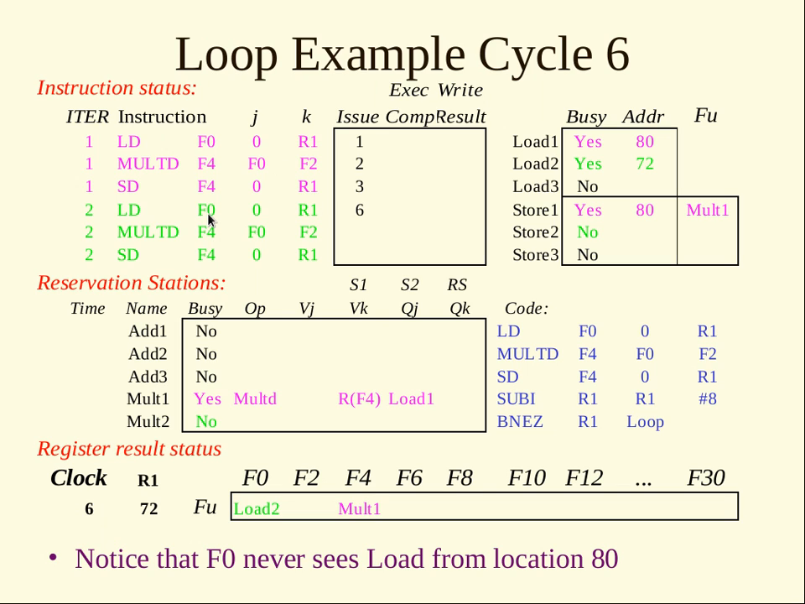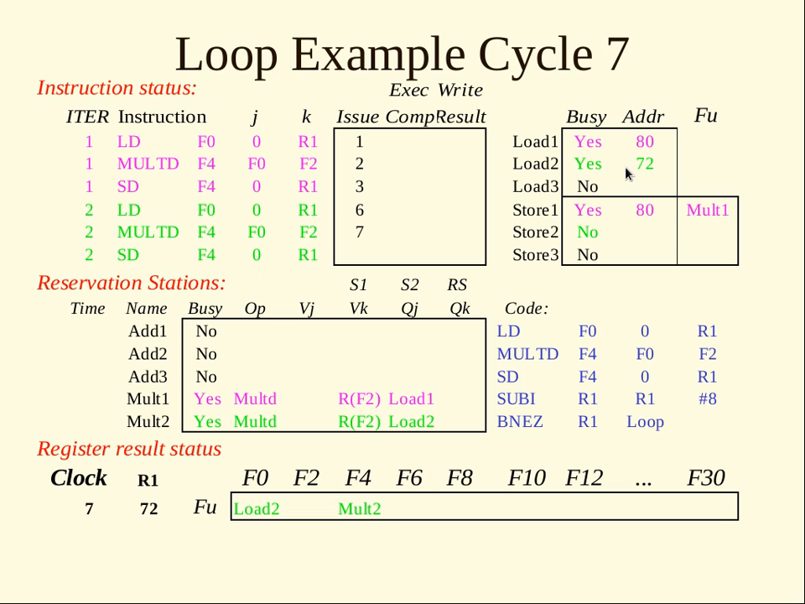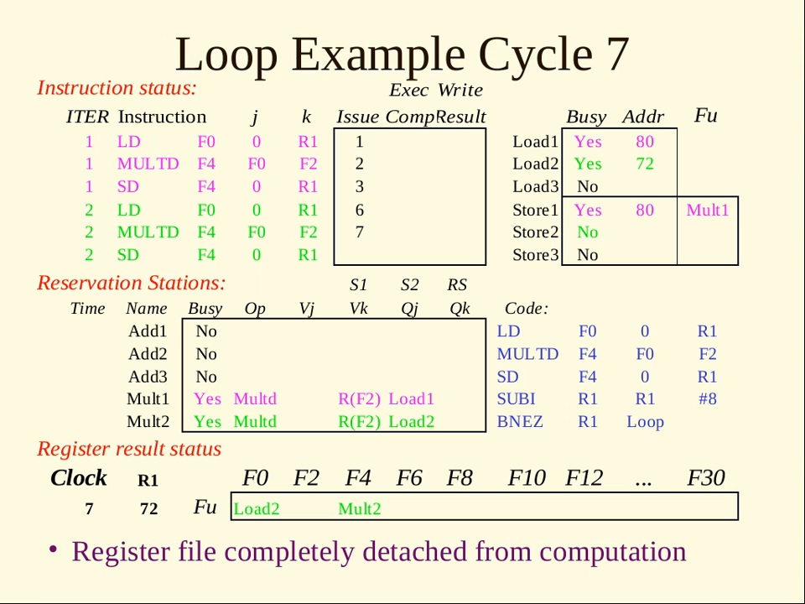Yeah, so F0, this is the big thing that may help out. This F0 never sees the load from location 80 over here, because it's going to be flat out overwritten by the next load as well. F4, we can issue. Can we issue the next store? Sure can. Why not? Completely detached from computation. We don't care about the register file.